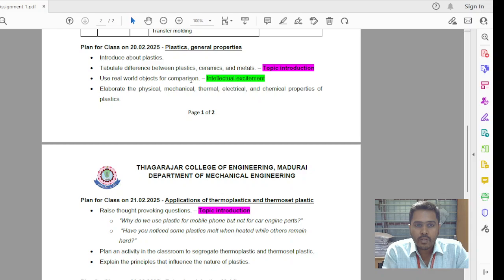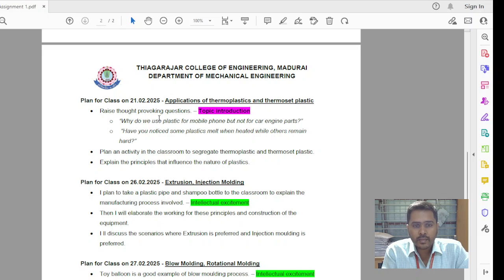And once they get this sense, we could go a step further and elaborate on the various physical, mechanical, electrical and chemical properties of these plastic materials. In the next class I would start with somewhat advanced questions like why do we prefer plastics for such an application and not for such an application. So mobile phone, engine parts, these questions they could relate to quickly, and many students will be free to open up. I will also ask them to present a few plastic components, and they could segregate which comes under thermoplastics and which comes under thermoset plastics.